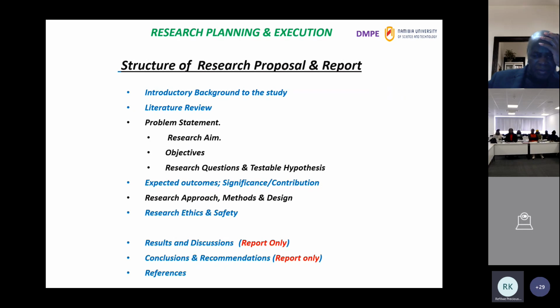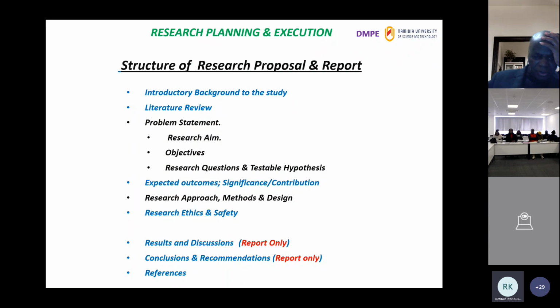And the type of experiments you're going to do have to be delineated under design, experimental design. All the variables, the conditions, the parameters that influence the outcomes of the research, all specified under methods and design.